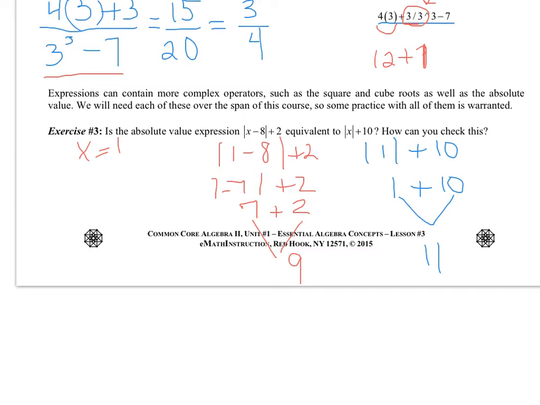These are not equivalent expressions. They do not give the same value when evaluated. And I plugged in 1 to both of these and I did not get the same value. So they are not equivalent.